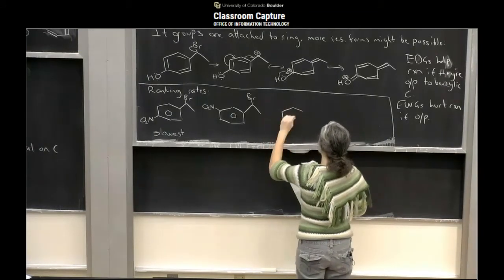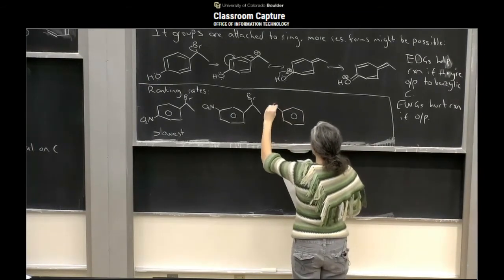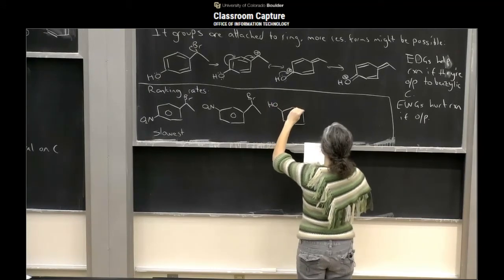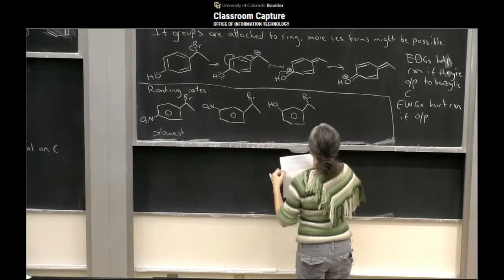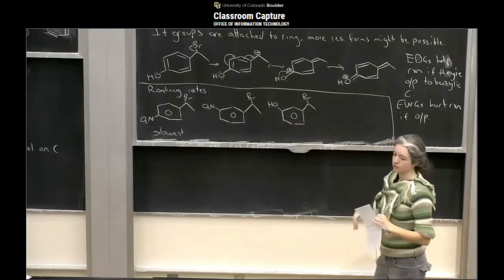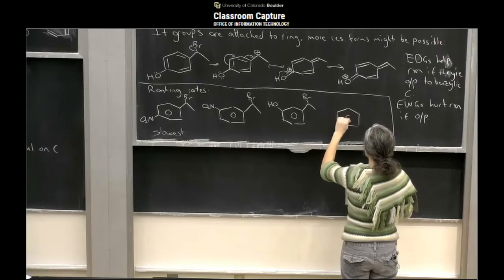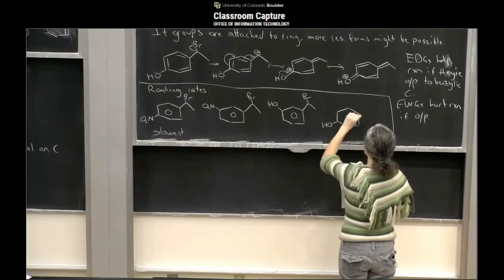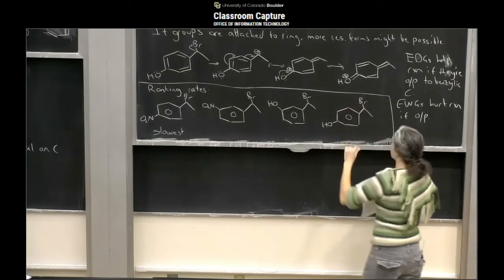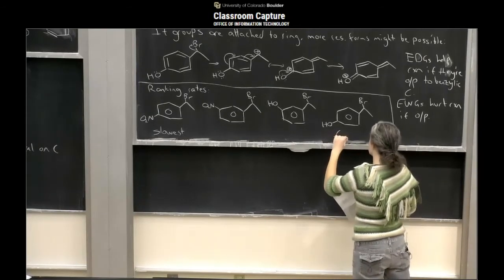But better is to have an electron donating group. Here it's slightly helping the reaction, just not very much. If we put it ortho or para, then it's helping the reaction out a ton. So this is fastest.